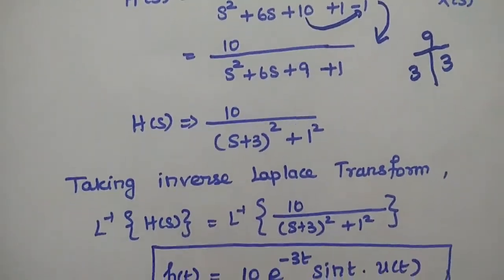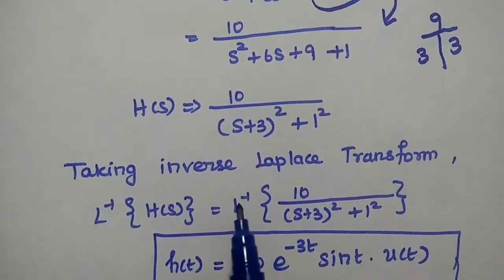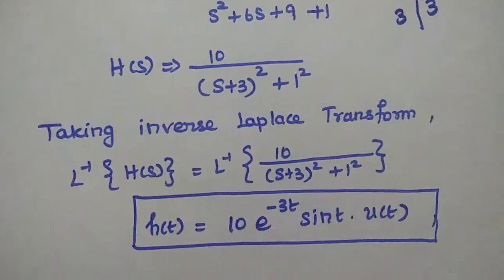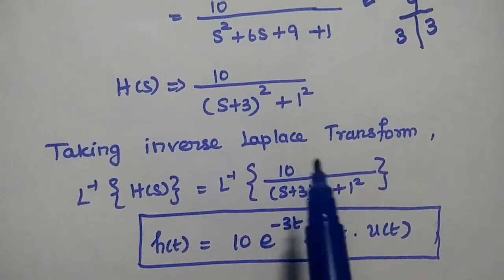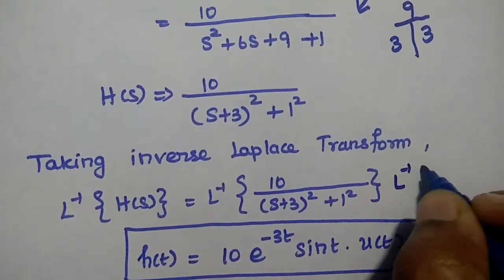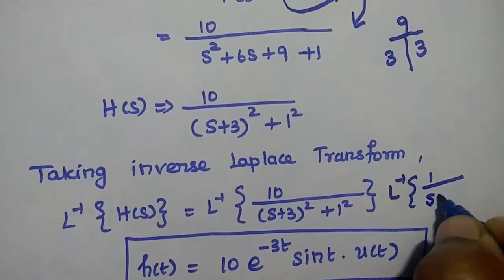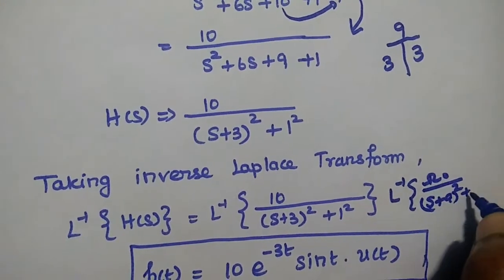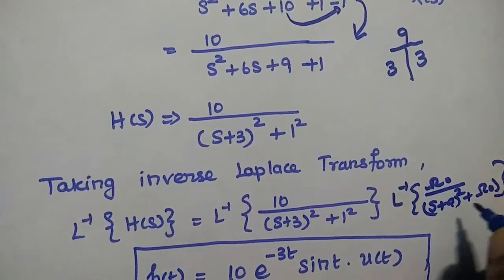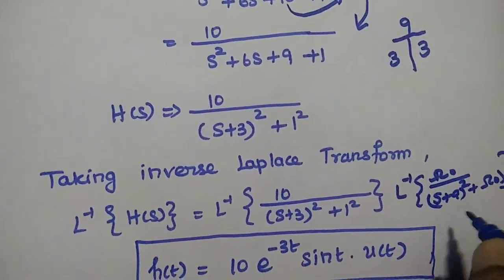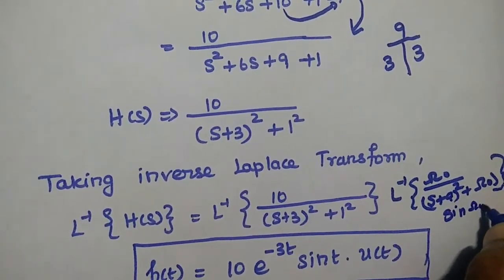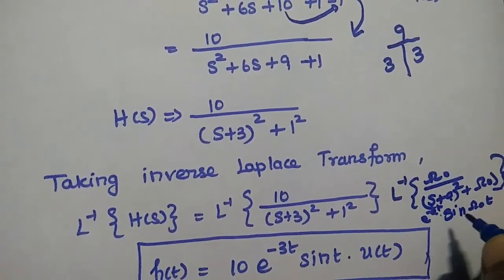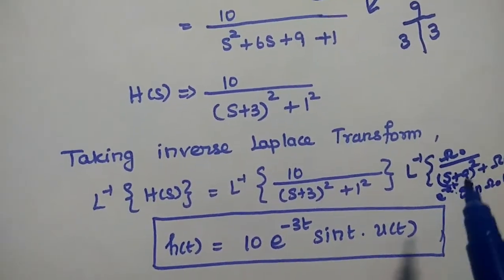After that we have to take the inverse Laplace transform. Taking the inverse Laplace transform on the right hand side, we can take this 10 as a constant outside. We know the formula: the inverse Laplace transform of 1 divided by (s plus a) the whole squared plus omega naught squared. Here instead of 1 we can write omega naught. What is the inverse Laplace transform of this? That is nothing but sine omega naught t multiplied by e power minus at. That is the formula we have already discussed, right?